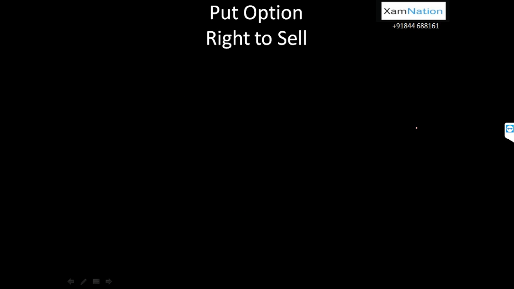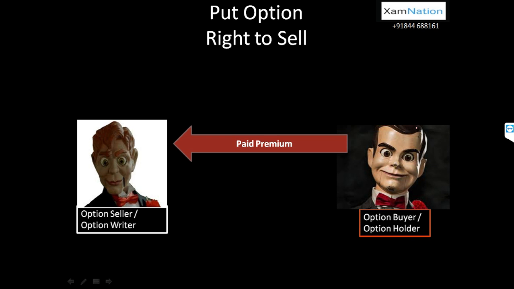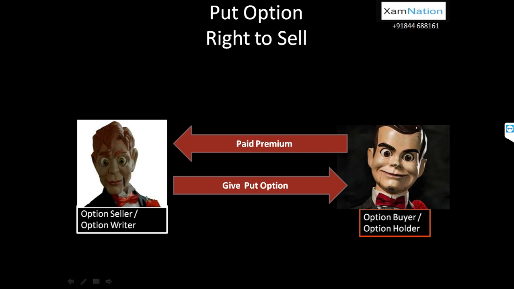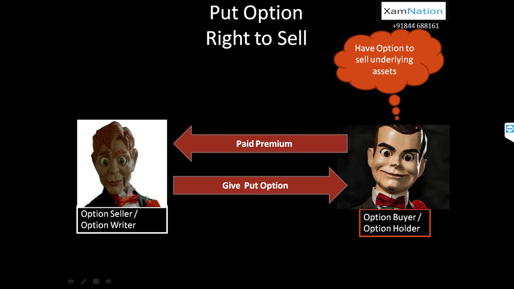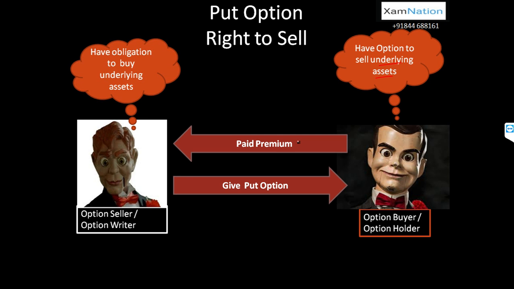You have the put option. Okay, what happens in a put option? You buy the right to sell. That means this person paid the premium to him, and against that premium this person gives him the put option. Now with a put option, he has the option to sell the underlying asset. Whatever the option, let's say it is an option on Reliance shares, he has the right to sell the underlying asset, and this person has the obligation to buy those assets.